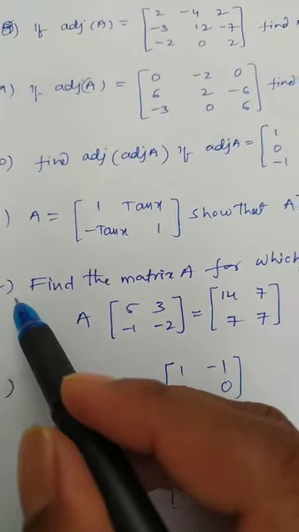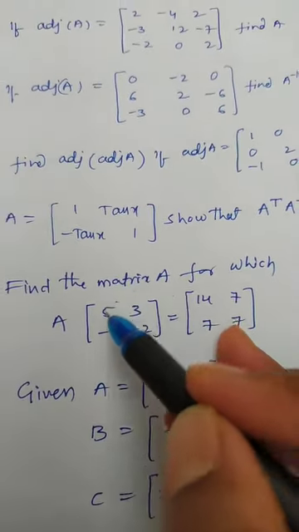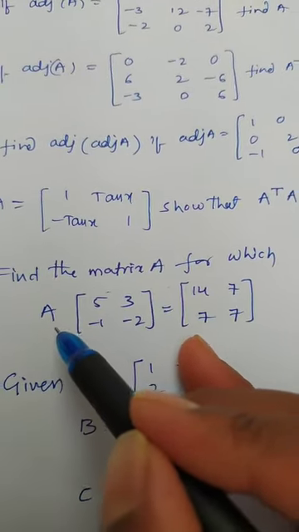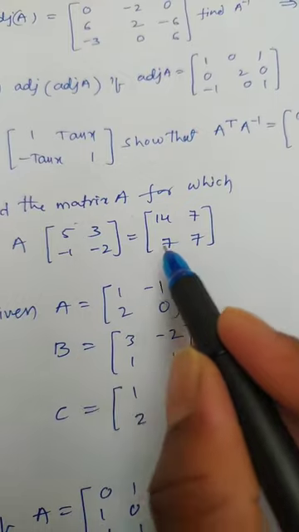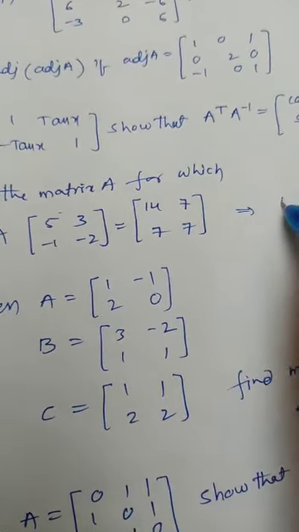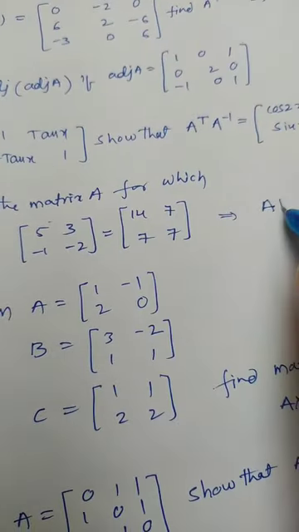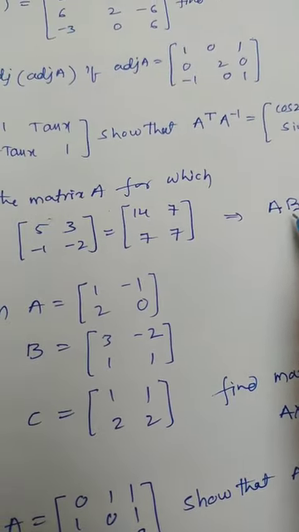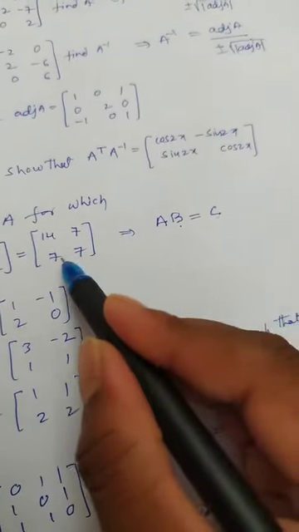Now the 12th one. Find the matrix A for which A into this matrix is equal to this. So we have to find this unknown matrix capital A. See here how to find capital A. Send this matrix to the right hand side. This is unknown matrix A. I am considering this matrix as capital B, and this matrix as capital C. So B is this matrix and C is this matrix.